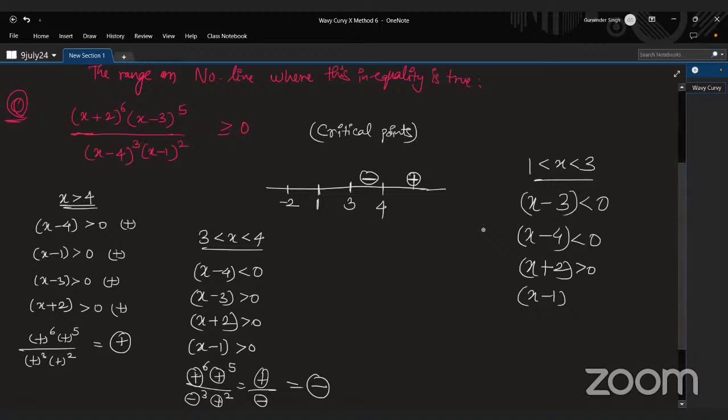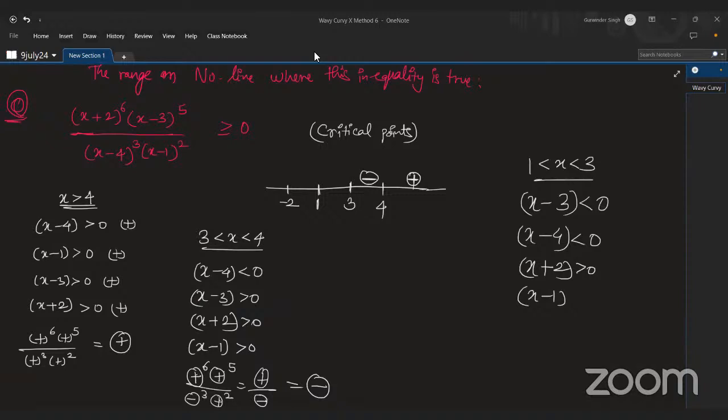You are getting the point that I'm trying to say, right? We are just checking signs of these individual functions and then putting it in the final equation and checking if it is coming out to be positive or negative. Nothing complex.